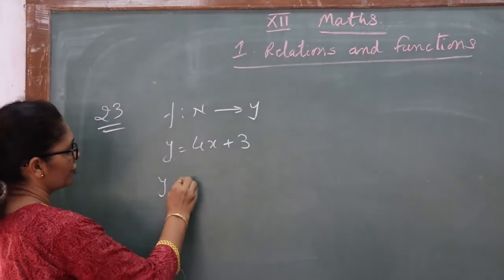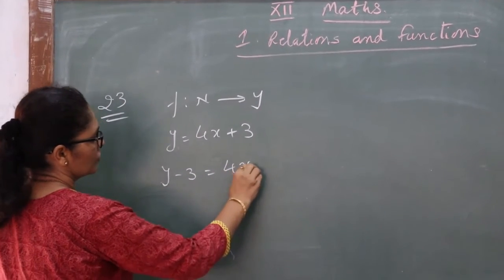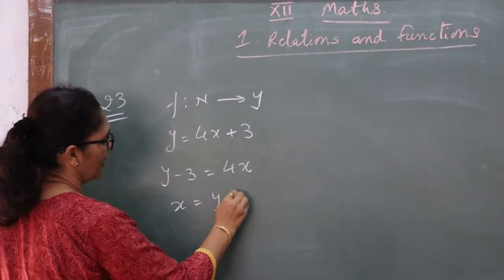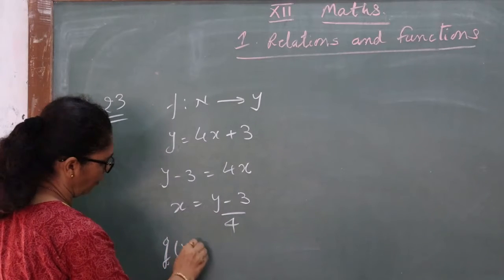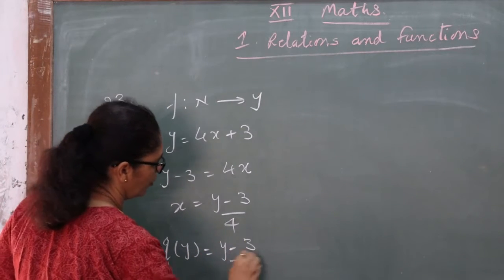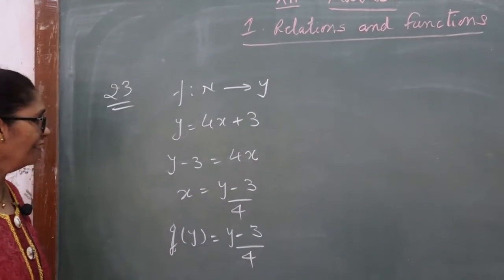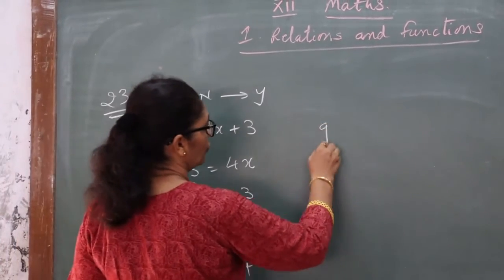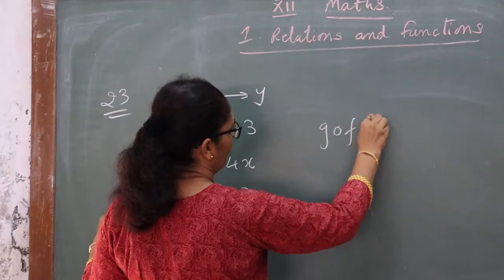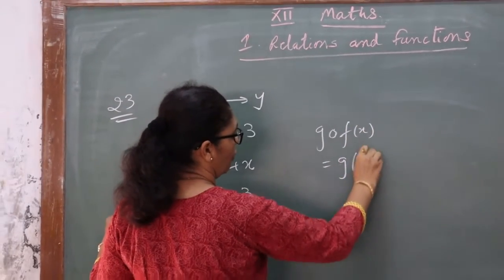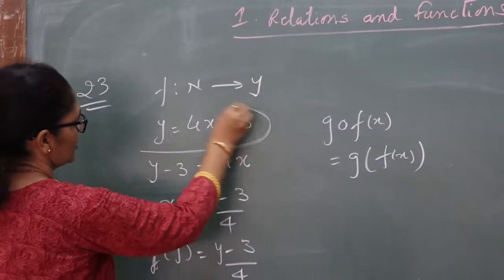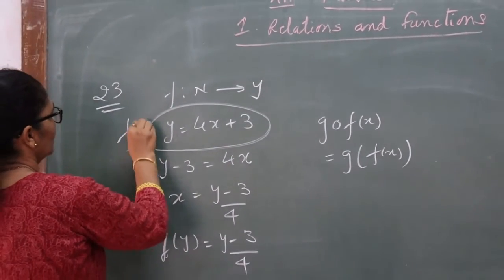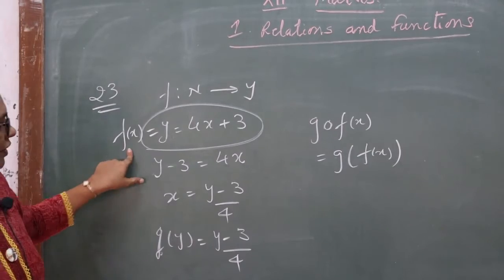First we make an equation for x. So what is your equation? x equals y minus 3 by 4. Now let's take this as g of y. Which function have we made? y minus 3 by 4. Now what do I want to do? I want to find g over f of x. So g of f of x. Now tell me, what is your f of x? This is your f of x only. Which one have we taken as y? That is your f of x only.